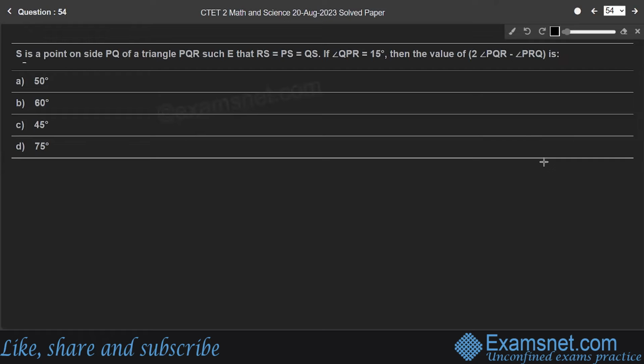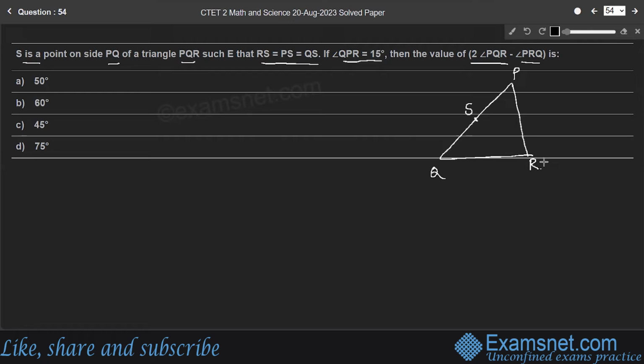Question 54. S is a point on side PQ of a triangle PQR such that RS is equal to PS is equal to QS. Angle QPR is 15 degrees. Then the value of 2 times angle PQR minus angle PRQ is. So students will consider any triangle PQR, such that S is a point on side PQ.